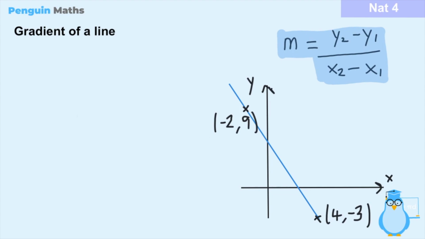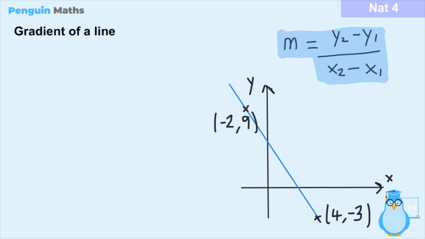Okay, so we're going to do one more example using this new equation that we have, and this time it's going to be a little bit trickier to find the gradient, but one thing I want you to be careful of is the signs, in particular the negative signs when we use it in this equation. So we want to find the gradient of this line using these 2 points, minus 2, 9, and 4, minus 3. If you'd like to give this a try yourself, just pause the video now, and then I'll go over the answer when you've finished.